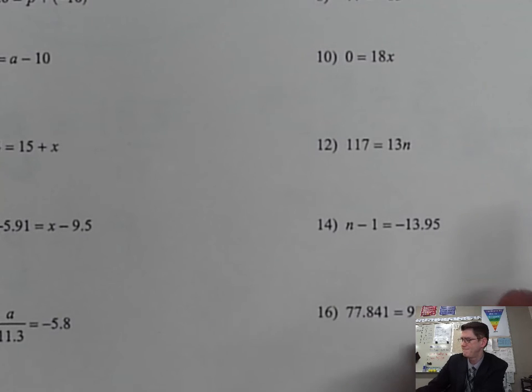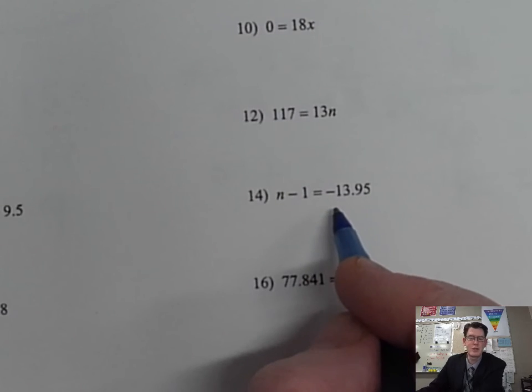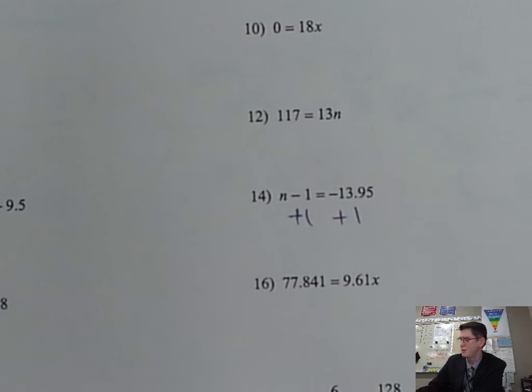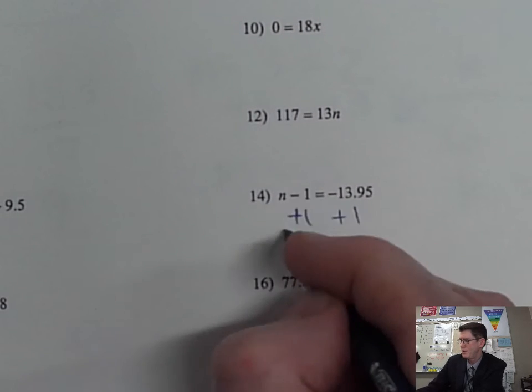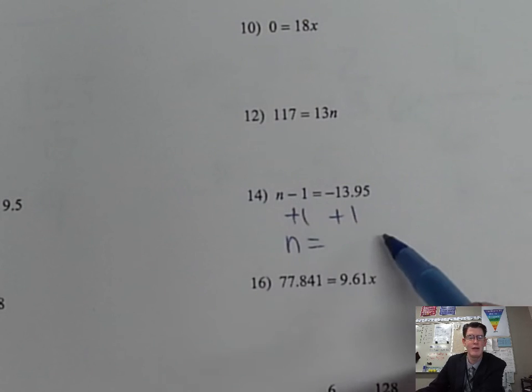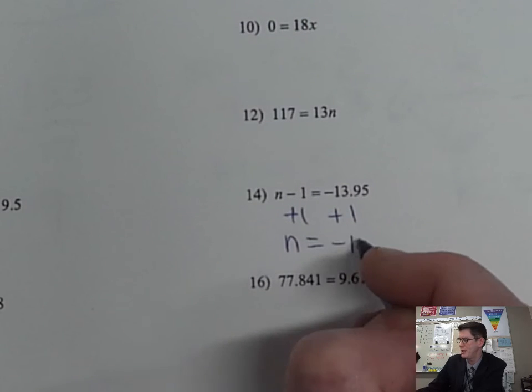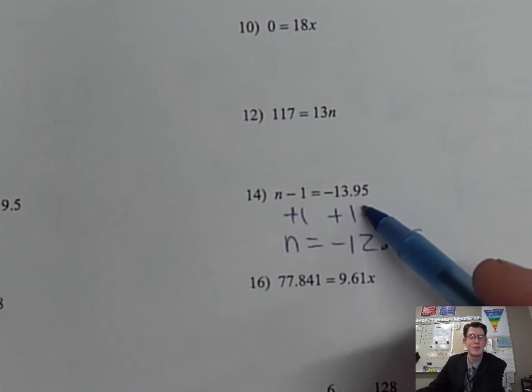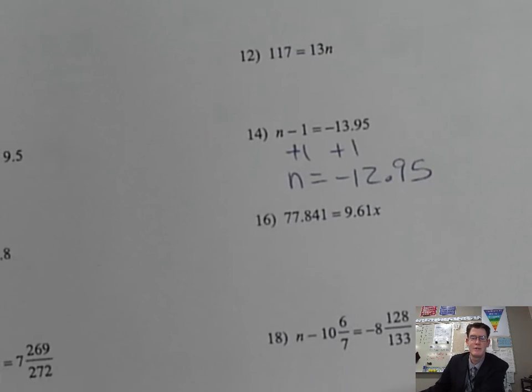Right here, let's do this one, a subtraction one. So we add 1 to both sides. Those go to 0, so n is all by itself equals your calculator. If you type that in, you get negative 12.75. You start at negative 13 and you come up when you're now negative.